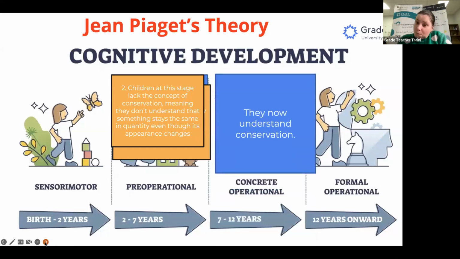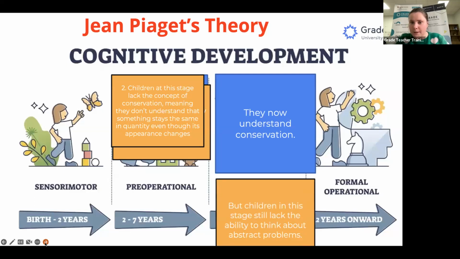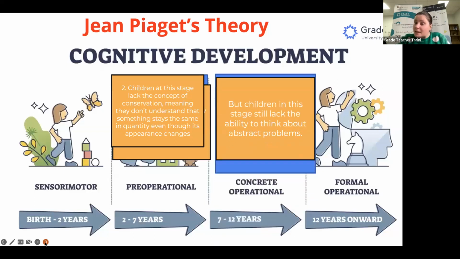At the concrete operational stage, when they're entering grade 4 and about grade 5 as well, they now understand conservation. So by grade 3 they will understand that if you change the shape of the cup, the amount of water will not change. But they still lack the ability to think about abstract problems at this age. Isn't that the reason why they might find grammar itself so hard?